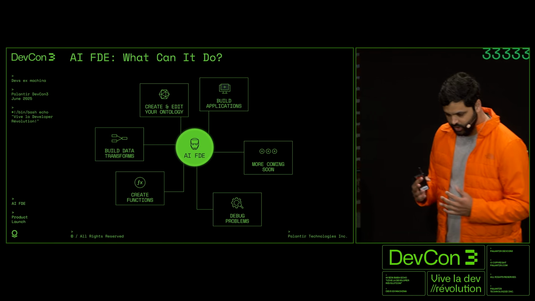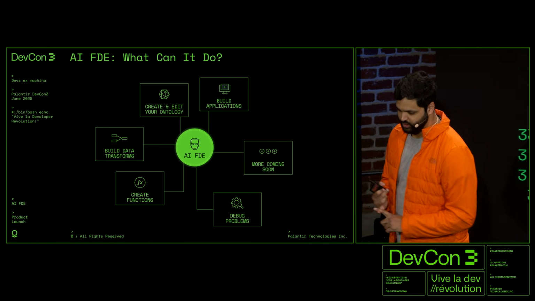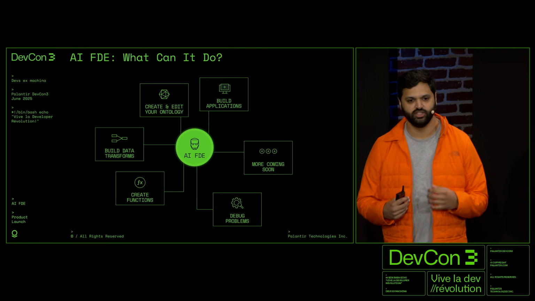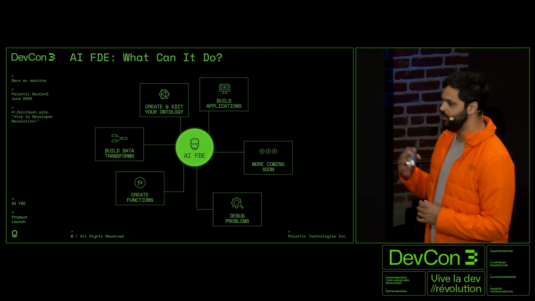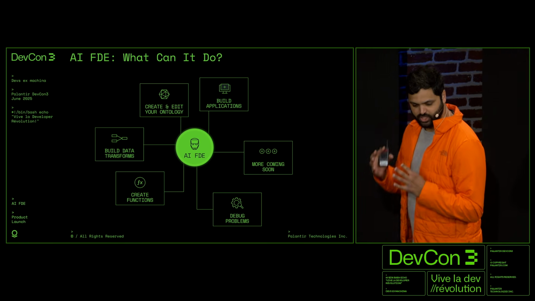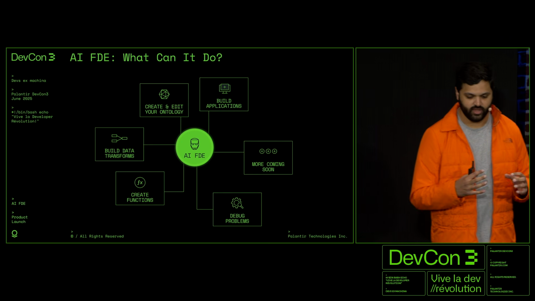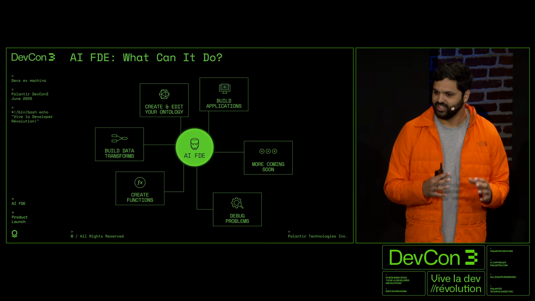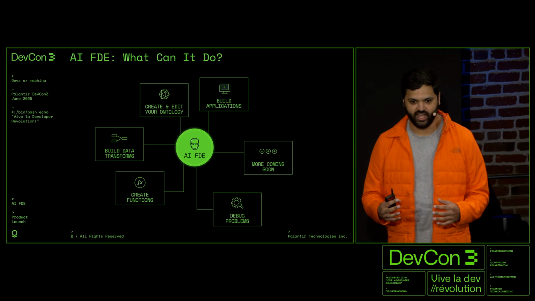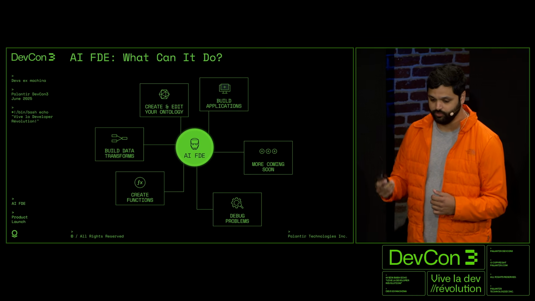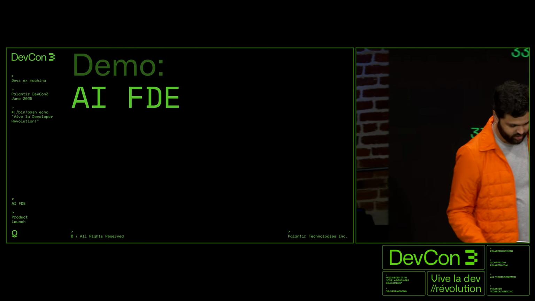So what can it do? AI FDE can build your data transformations, create and edit your ontology, create functions, build applications, debug problems for you, and many more coming soon. So our design philosophy around this is to make it so that any clicks that humans do in the UI today should be things that you can have AI FDE do for you. So let's see it in action. Let's switch to a demo.